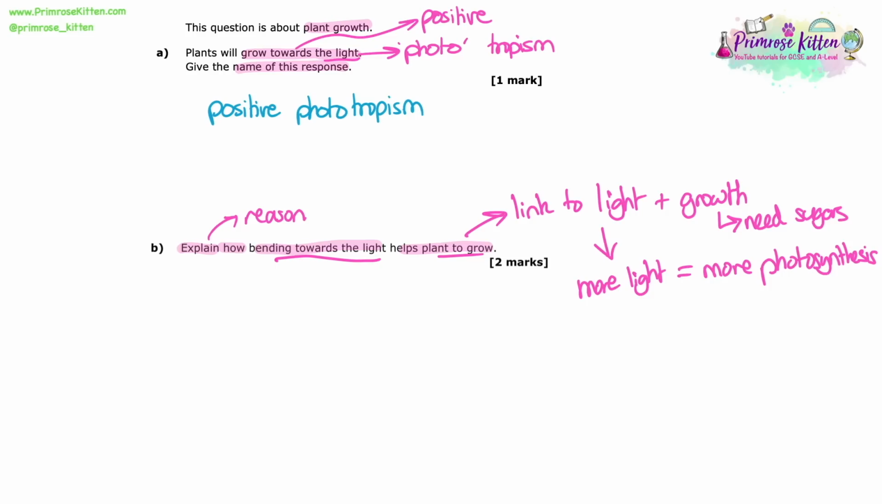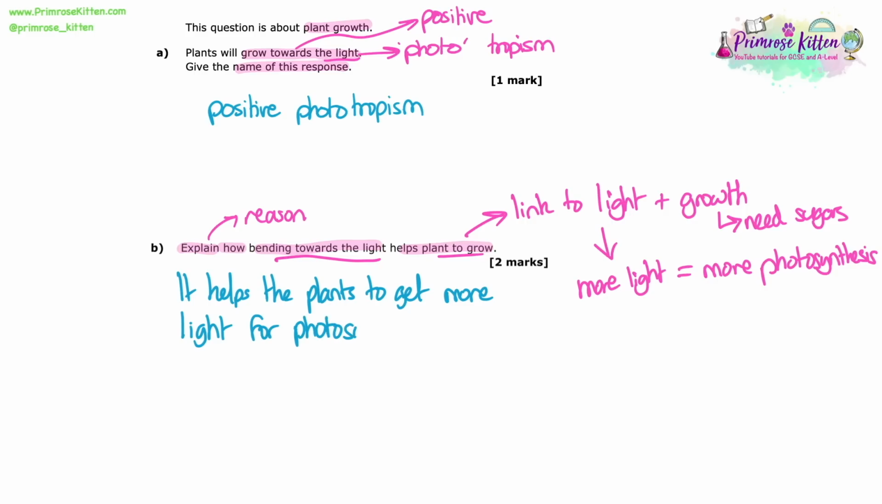So if they're bending towards it, more light's going to be hitting and being absorbed by all of those cells, and therefore they can do more photosynthesis and produce more sugars, and that's how they grow. So when you're talking about a question that links light and plant growth, it's just a question about photosynthesis. That's what it wants you to say. So we're going to say bending towards the light helps them to get more light for photosynthesis.